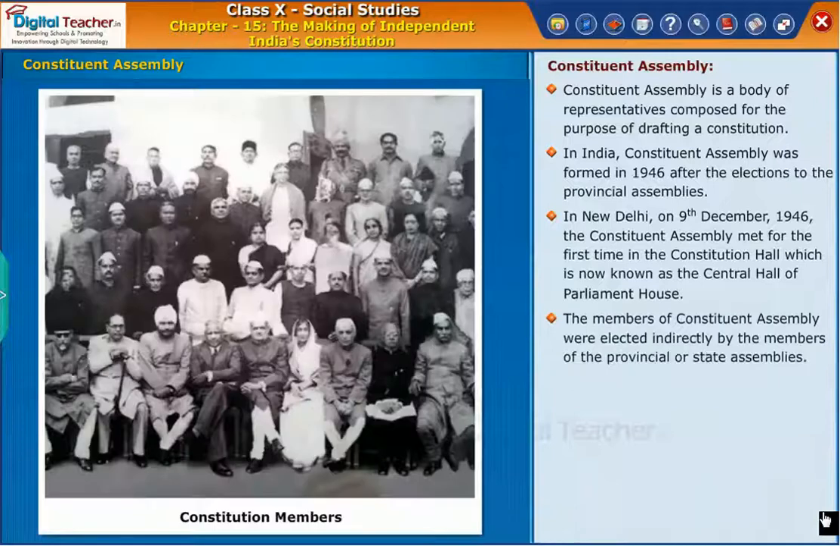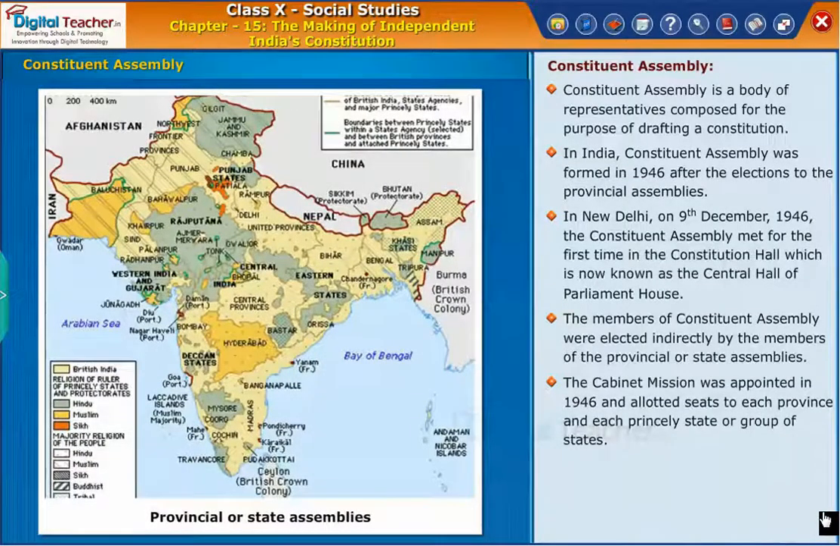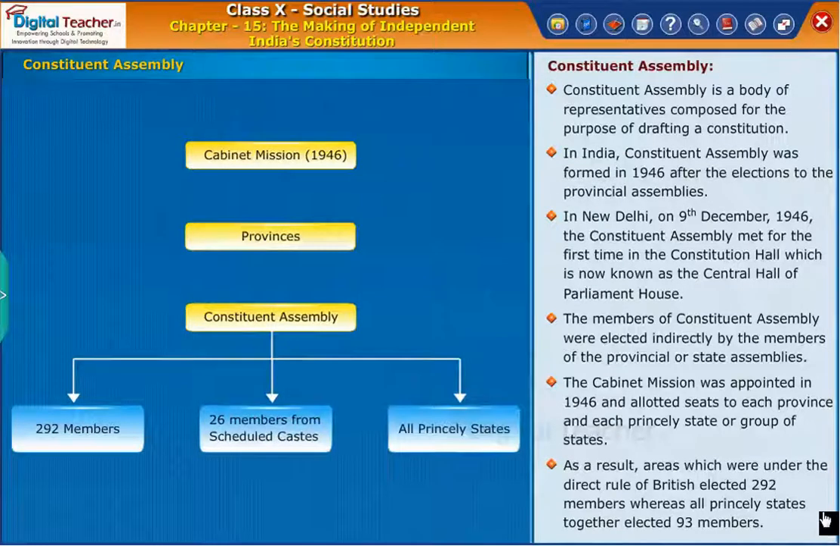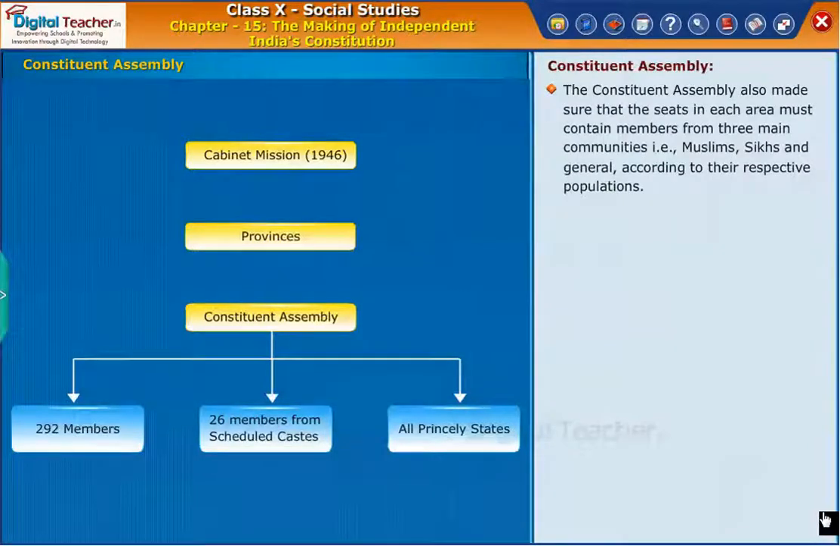The members of the Constituent Assembly were elected indirectly by the members of the provincial or state assemblies. The Cabinet Mission was appointed in 1946 and allotted seats to each province and each princely state or group of states. As a result, areas which were under the direct rule of the British elected 292 members, whereas all princely states together elected 93 members. The Constituent Assembly also made sure that the seats in each area contained members from three main communities, that is Muslims, Sikhs and General, according to their respective populations.